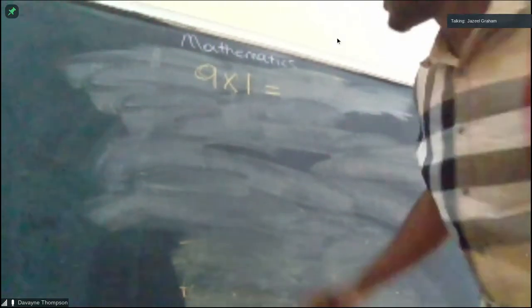Alright, let's say that I have 9 times 1. What is that equal to? 9. Alright?